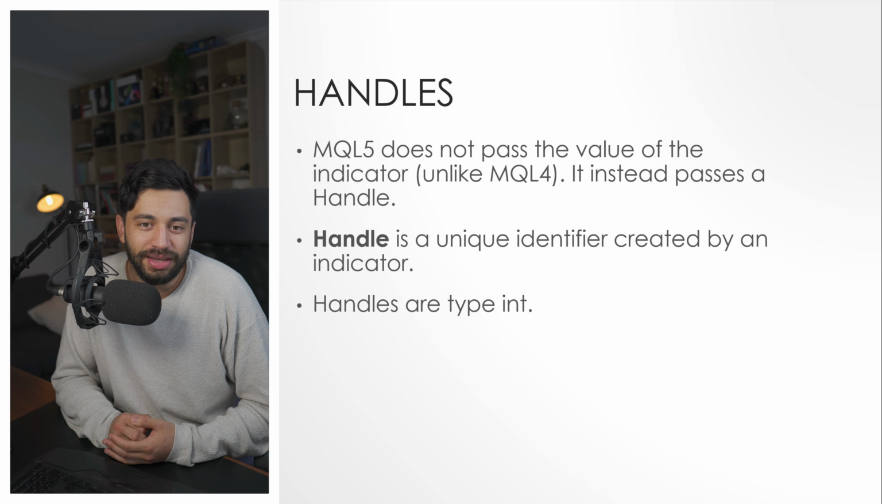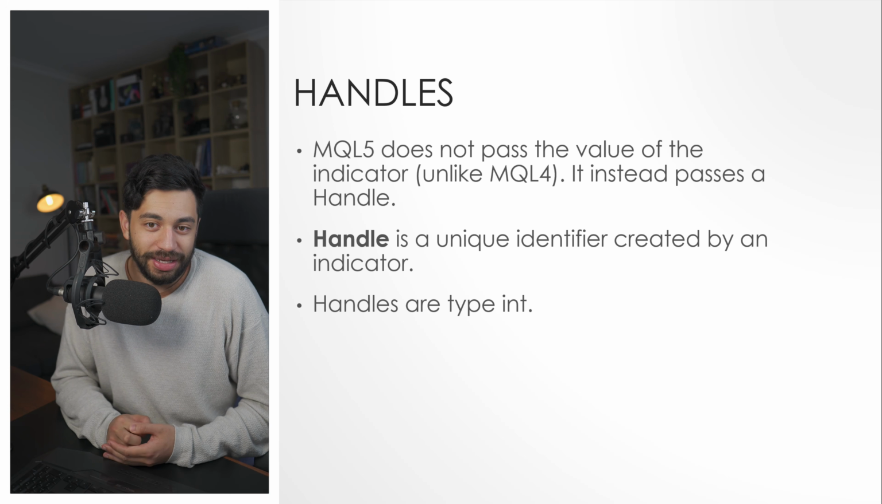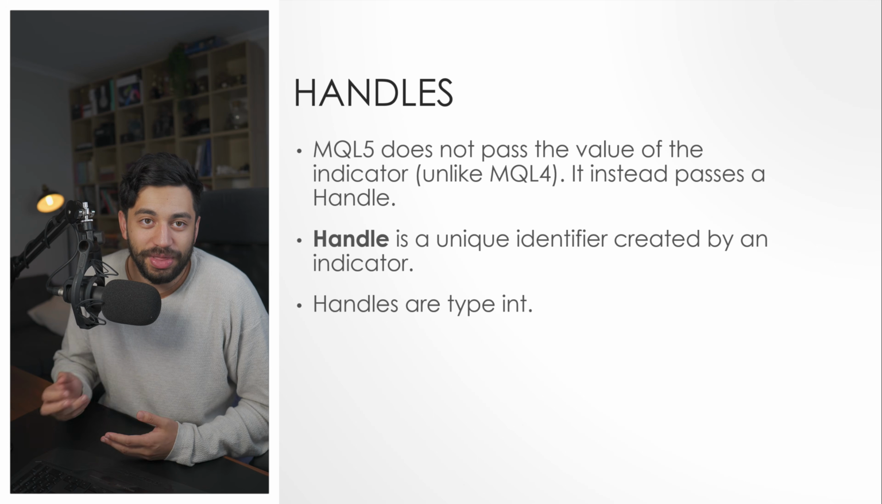Now, handles. The reason why this is very complicated is because MetaQuotes Language 5 or MT5 does not pass the values of indicators like MetaTrader 4 or even like TradingView. Instead, it passes a handle, and what that handle does is it creates a unique identifier for that particular indicator.